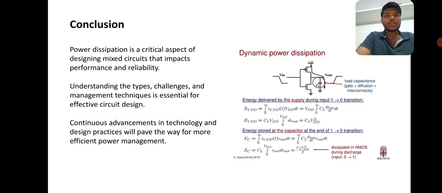And next one, conclusion. Power dissipation is a critical aspect of designing mixed circuits that impacts performance and reliability. Understanding the types, challenges, and management techniques used is essential for effective circuit design. Continuous advancements in technology and design practices will pave the way for more efficient power management. These are the dynamic power dissipation diagrams.